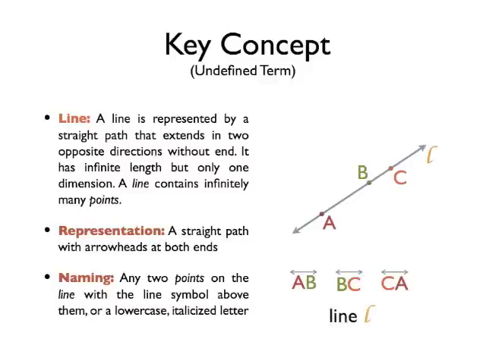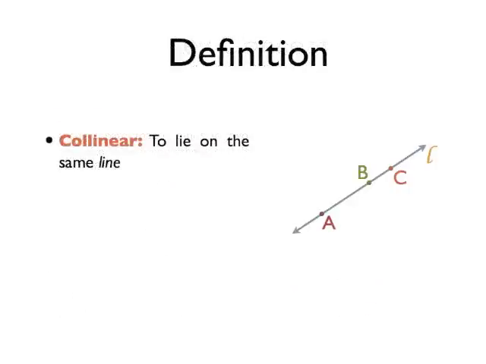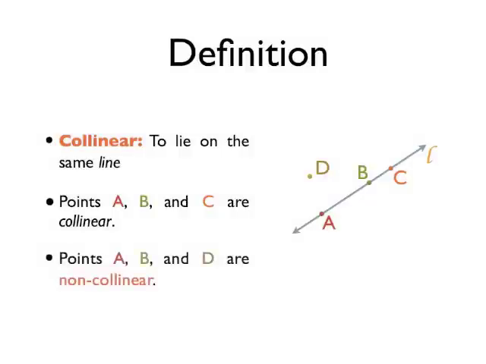Okay, now let's get into a definition, something that can actually be defined. Collinear means to lie on the same line. So points A, B, and C are all collinear. They're all on line L. Something that you probably know about mathematics is that things always come in opposites. So what happens if points aren't on the same line? Say this point D that's sitting out over there, that is not on line L. So we can now say that points A, B, and D are non-collinear.